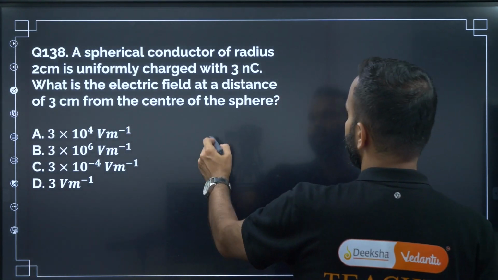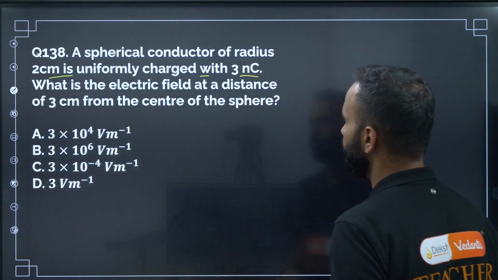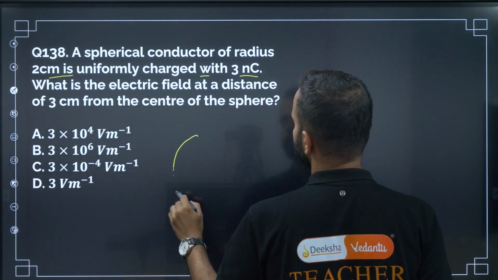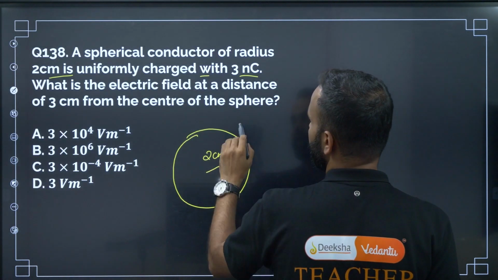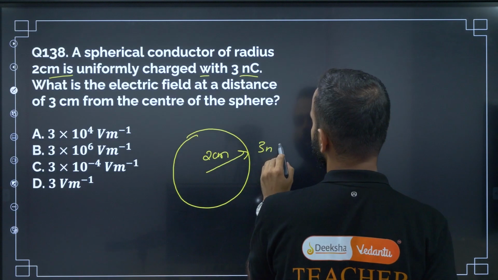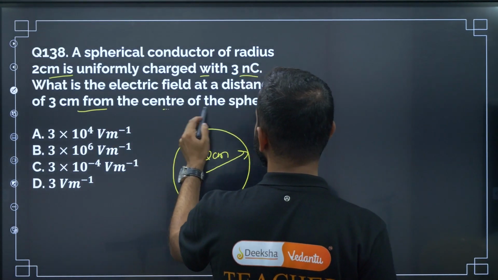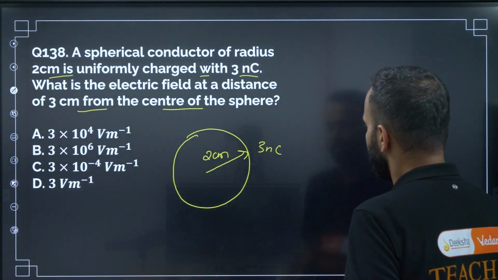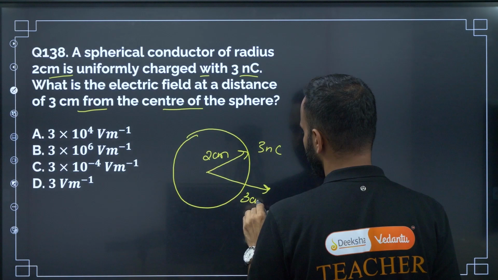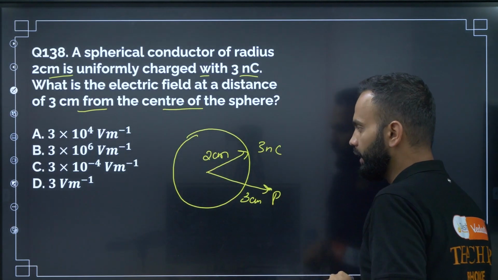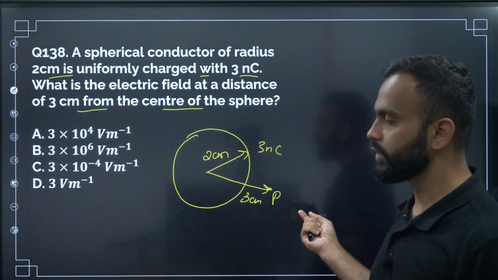138. A spherical conductor of radius 2 cm is uniformly charged with 3 nanocoulomb. So this is the spherical conductor. The radius of the spherical conductor is 2 centimeter and it is charged with 3 nanocoulomb. What is the electric field at a distance 3 centimeter from the center of the sphere? We need to find the electric field, right? So this point P is lying outside the surface of the sphere, right?